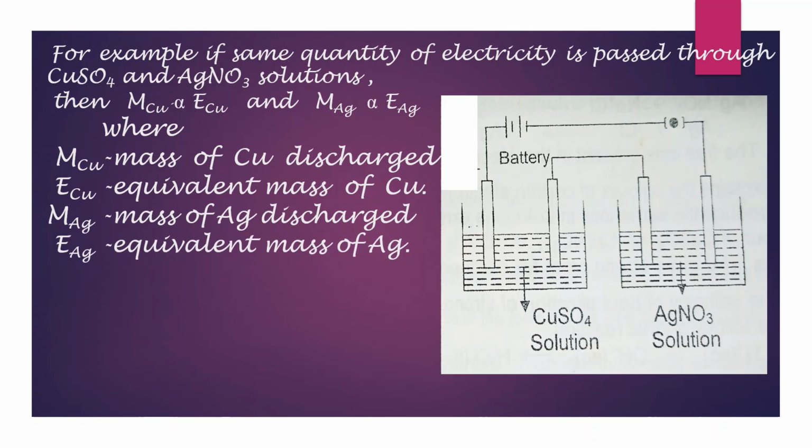So this is Faraday's second law for this example, and we can also put the other form of Faraday's second law for this: MCu divided by ECu equals MAg divided by EAg. That is, mass of copper discharged divided by equivalent mass of copper equals mass of silver divided by equivalent mass of silver. So this is Faraday's second law applied to these two solutions of electrolytes.